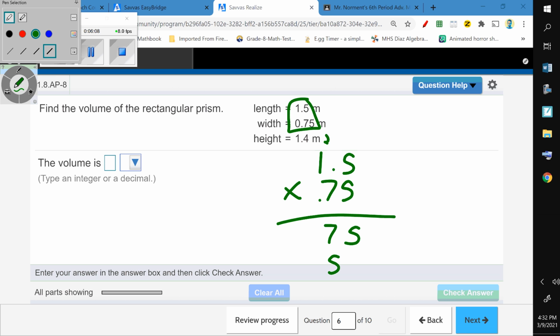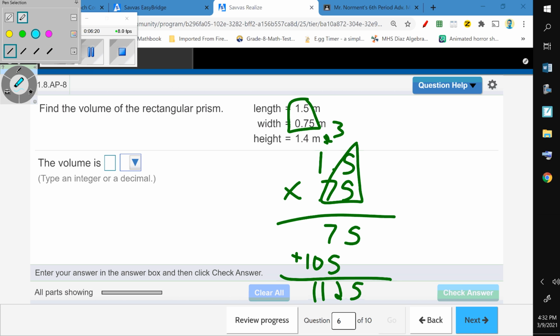5 times 7. 7 times 1 is 7 plus 3 is 10. Add. And I get 5, 2, 1, 1. I have 3 numbers after the decimal. Let me use my highlighter like I normally do. I have 1, 2, 3 numbers after the decimal. And then there's my decimal right there.